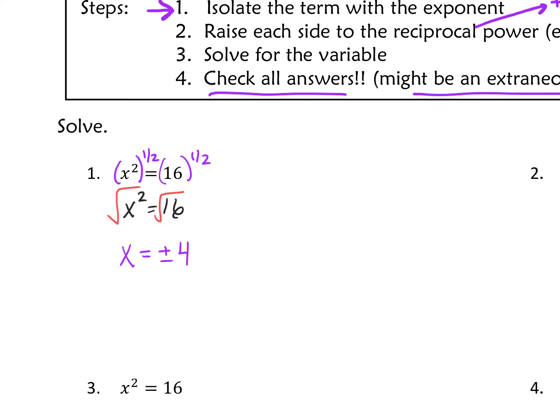And then we would check these. If I put in positive 4 squared, I get 16. If I put in negative 4 squared, I get 16. So if I were checking, if I put in 4, I get 16. And if I put in negative 4, I get 16.